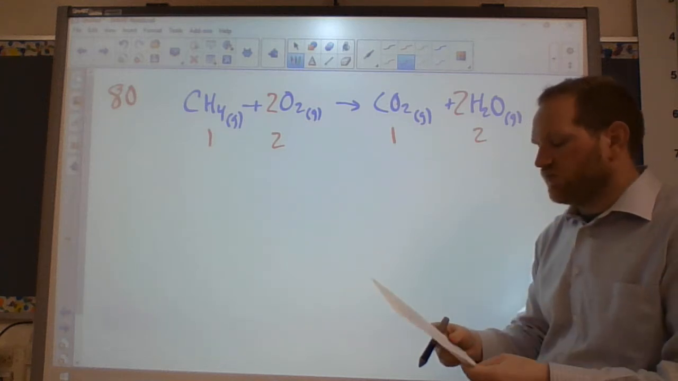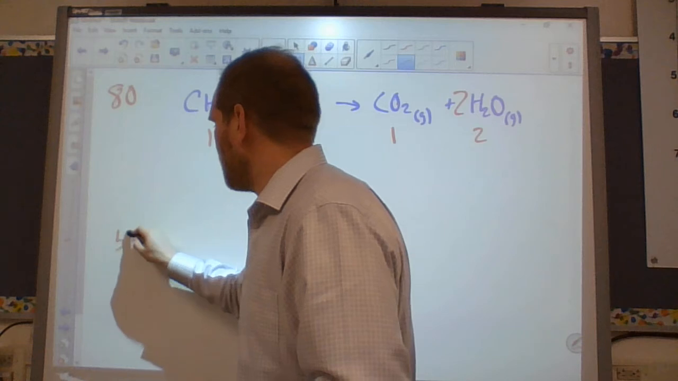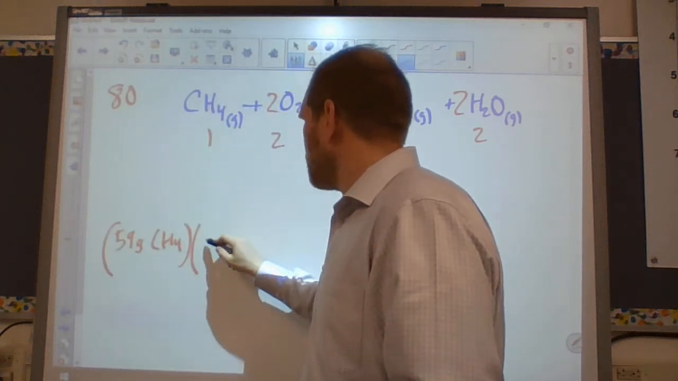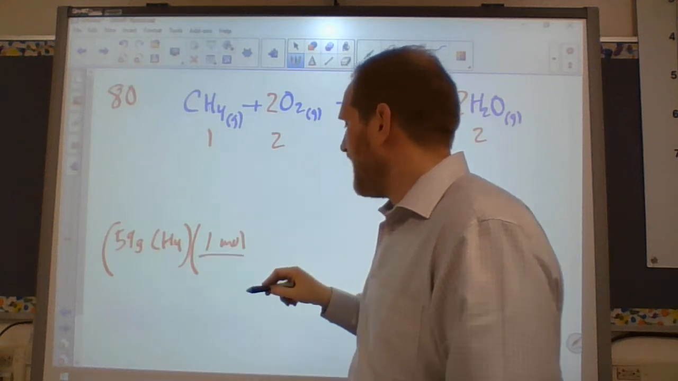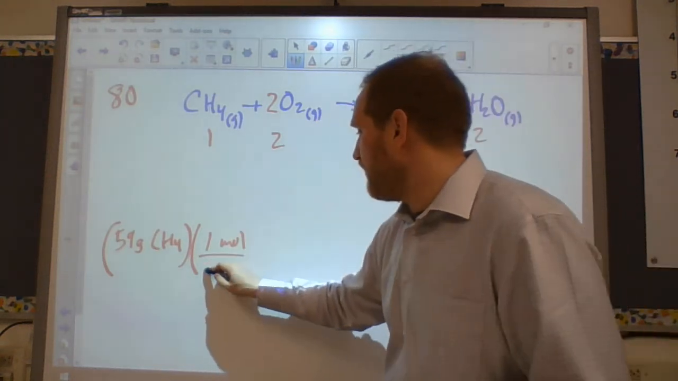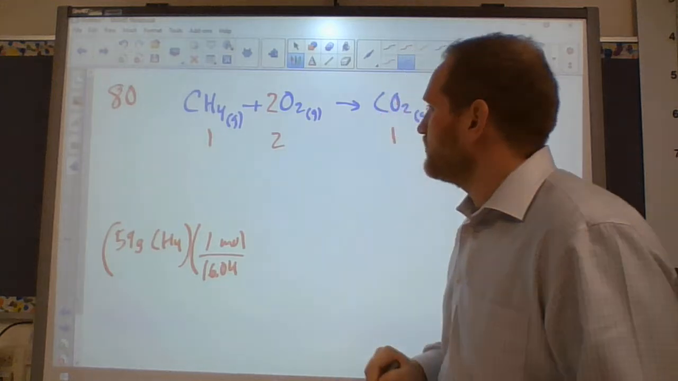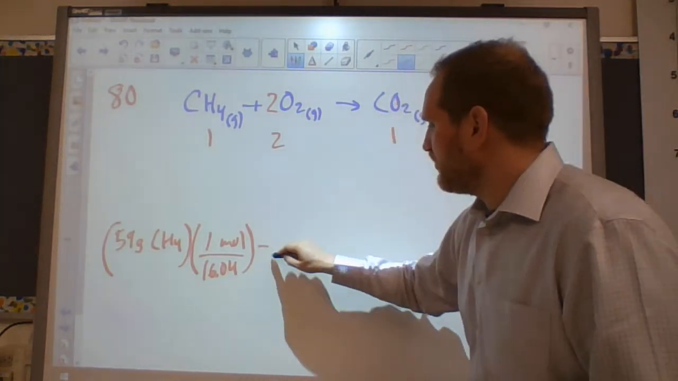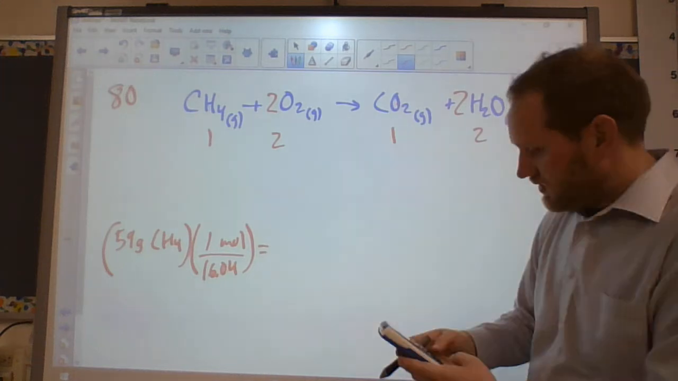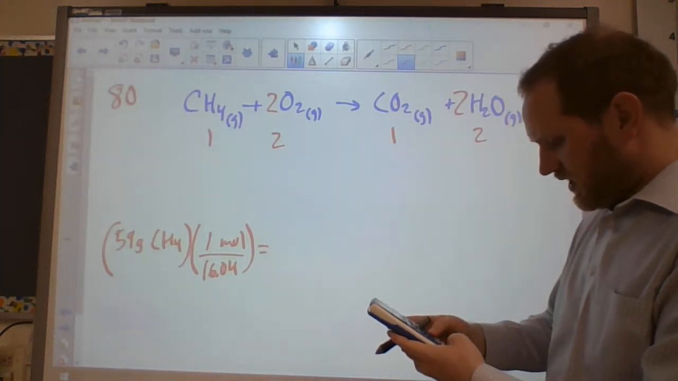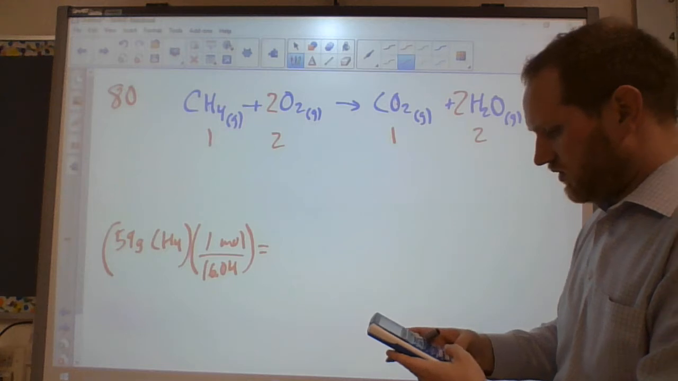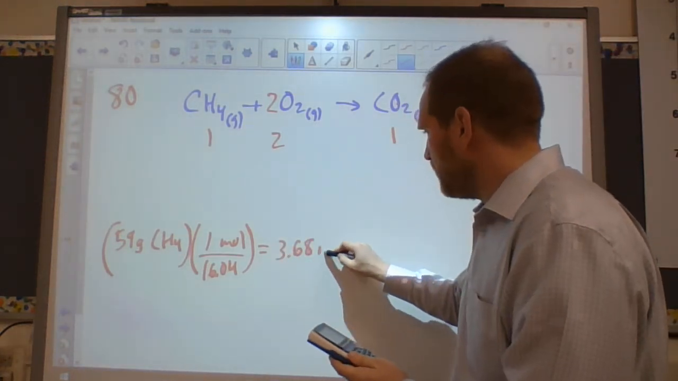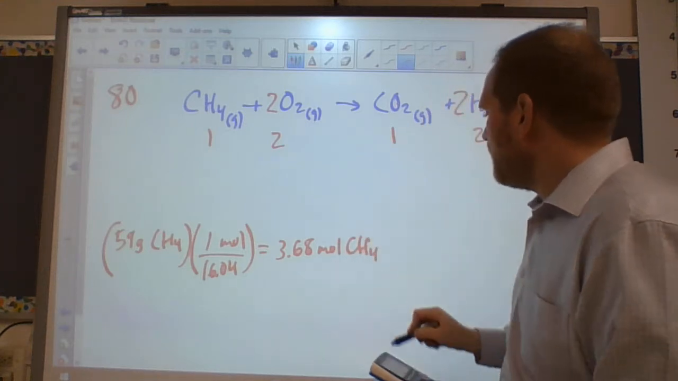We're looking for the CO2 produced. So let's take our 59 grams of methane, CH4, and we're going to multiply that times 1 mole over the molar mass of methane, which is going to be 16.04, or something very close to that. 16.04 is pretty close. 59 over 16.04 gives us 3.68 moles of CH4.